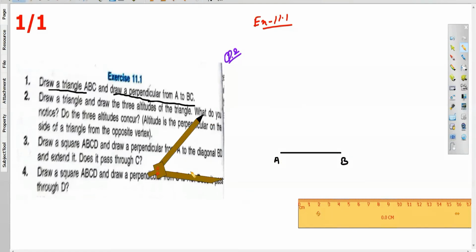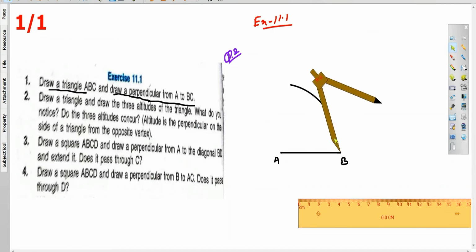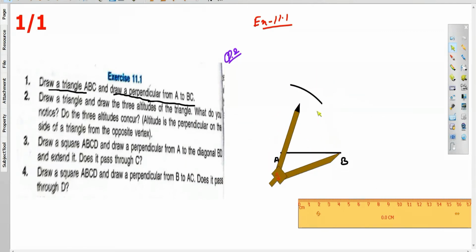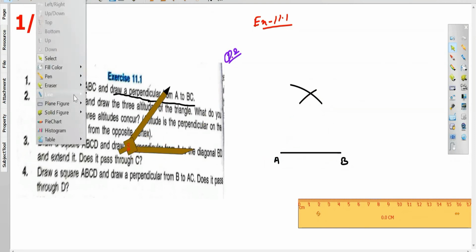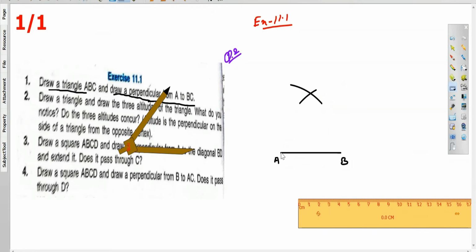Now again you need to take the rounder, you need to place it on 0 and then take the arc measurement of 6. This is exactly arc measurement of 6 centimeter. Now cut the arc from point A and intersect this arc with point B as center. This will be point C of triangle ABC. Now join it in order to obtain a triangle ABC. This one and this one. So this is the required triangle ABC.